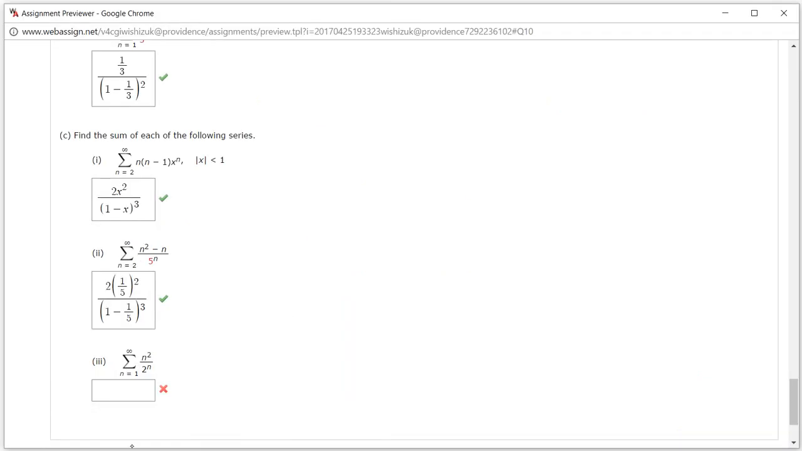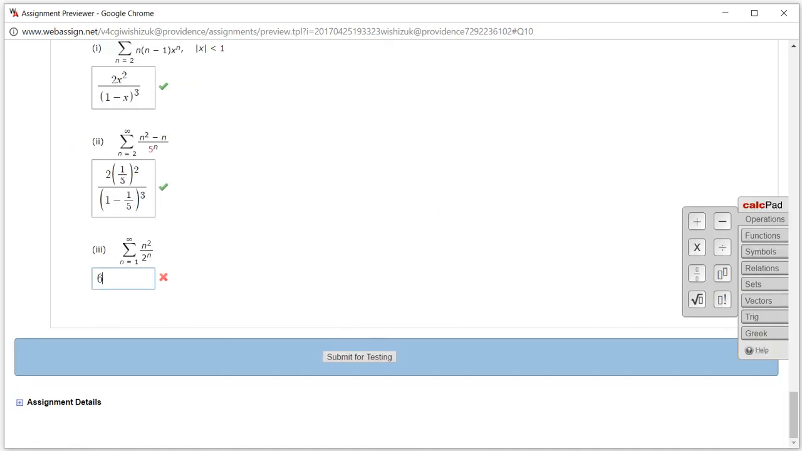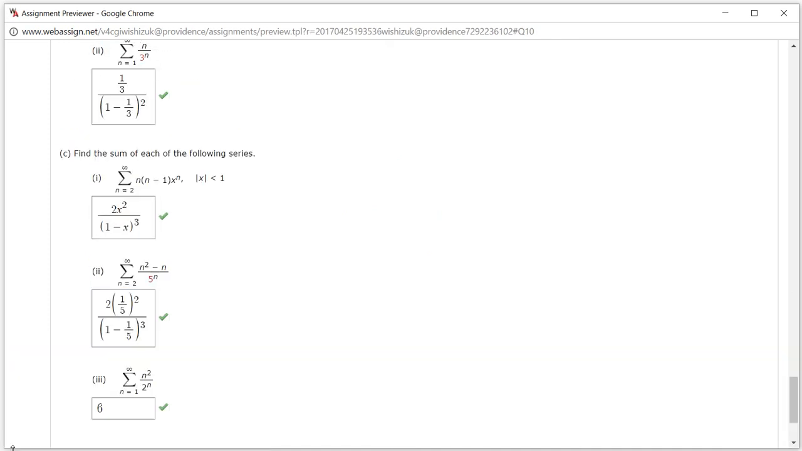All right, so let's type it in. So this is actually just 6. All right, let's check the answer. All right, looks like we got the last one correctly as well.